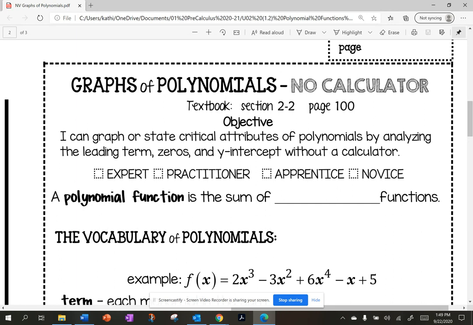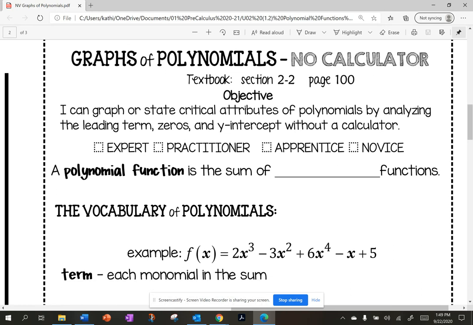All right, we're going to start with some vocabulary, with defining what a polynomial function is. So a polynomial function is the sum of power functions. And then let's go through some vocabulary. I have a polynomial listed here.